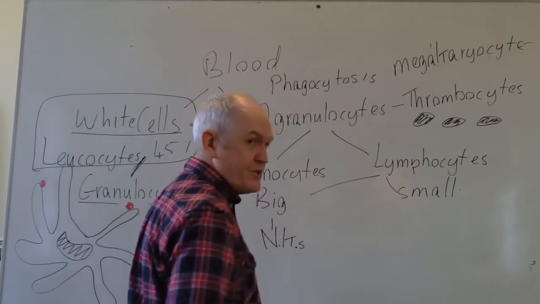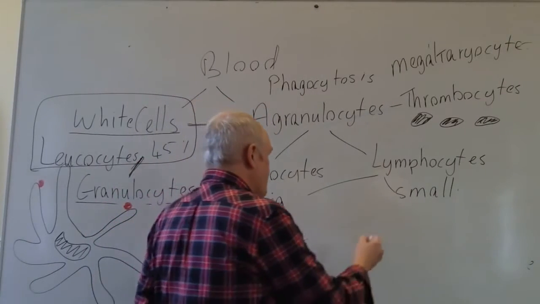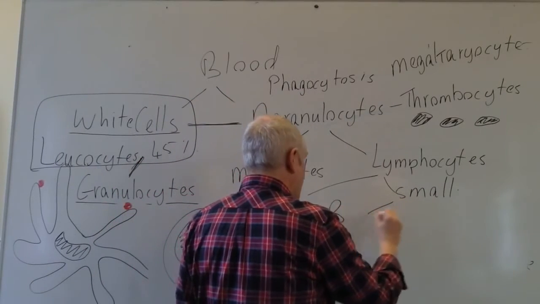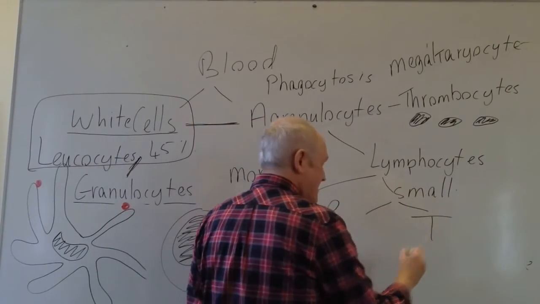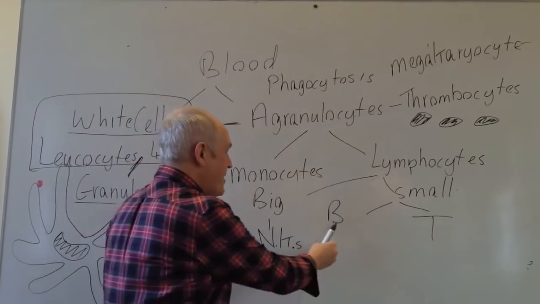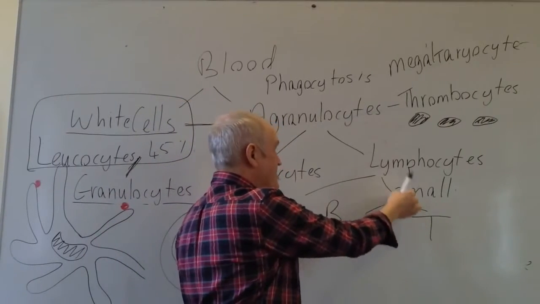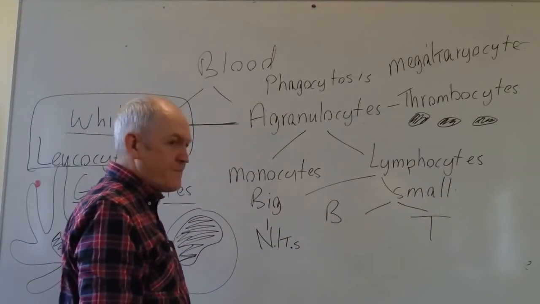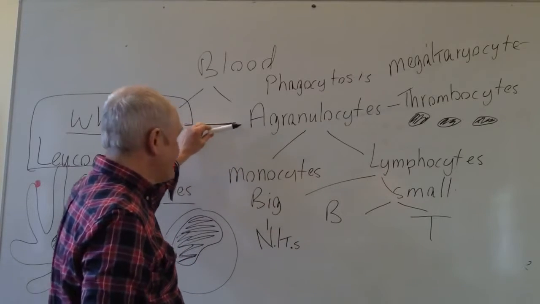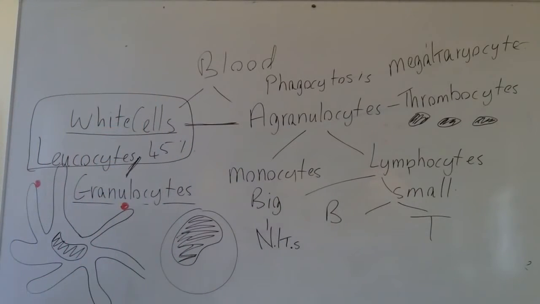The small ones, there's two sorts of small ones. Some are called B and some are called T. So you get B small lymphocytes and you get T type small lymphocytes. Both agranulocytic leukocytes.